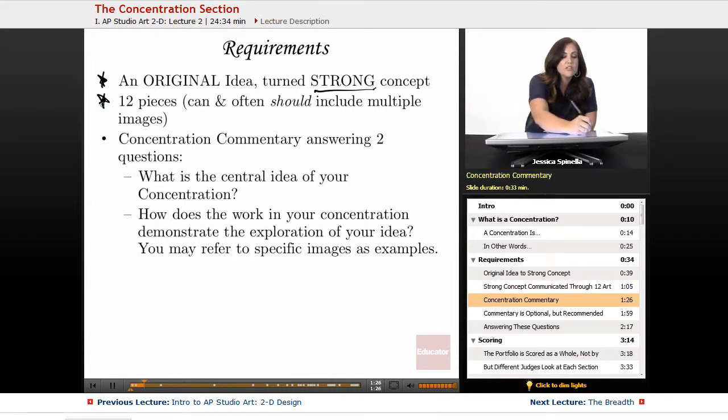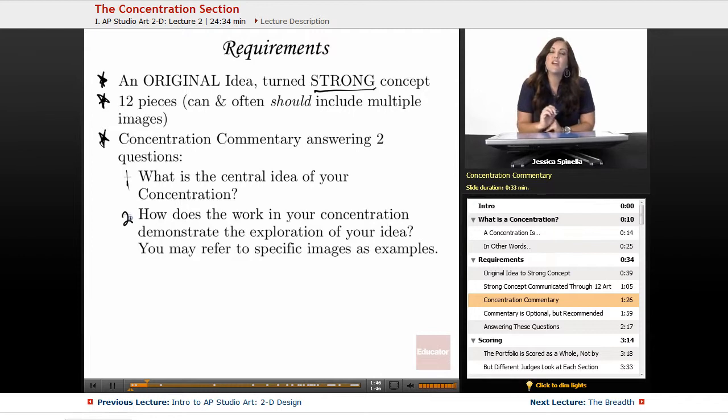So the concentration commentary is the last part of the requirement. And basically you're going to be answering two questions for your concentration commentary. The first question is, what is the central idea of your concentration? And then question number 2 is, how does the work in your concentration demonstrate the exploration of your idea? You may refer to specific images as examples.